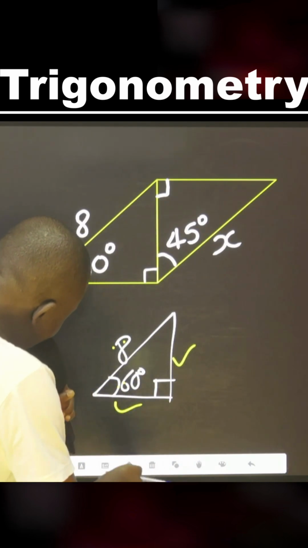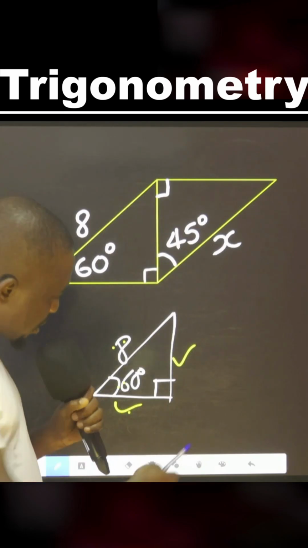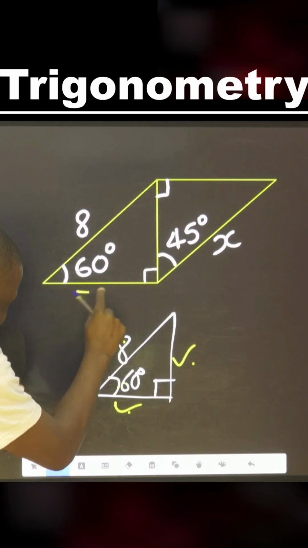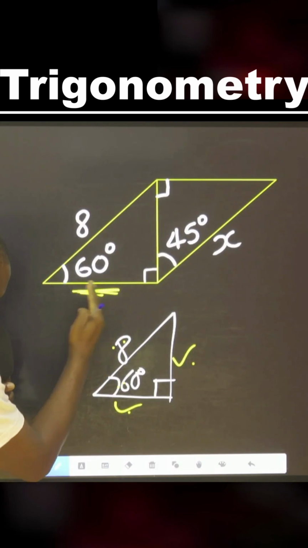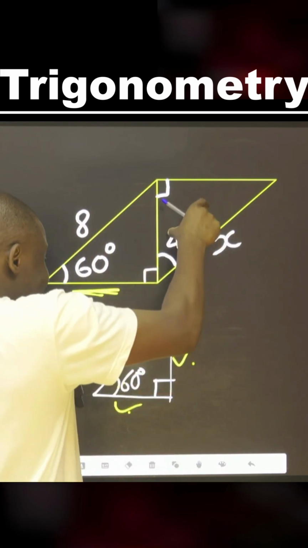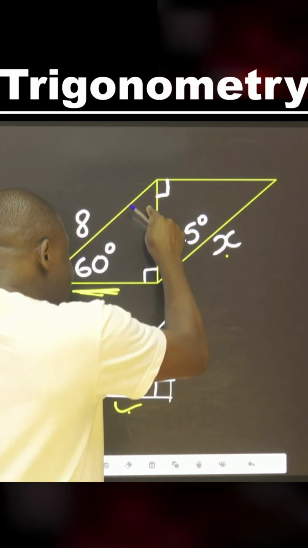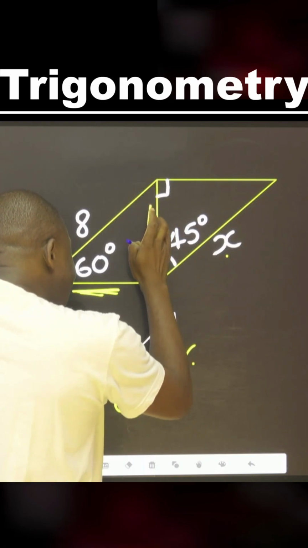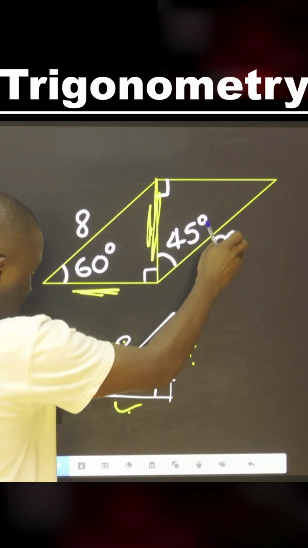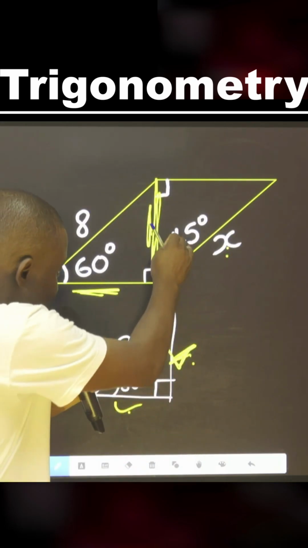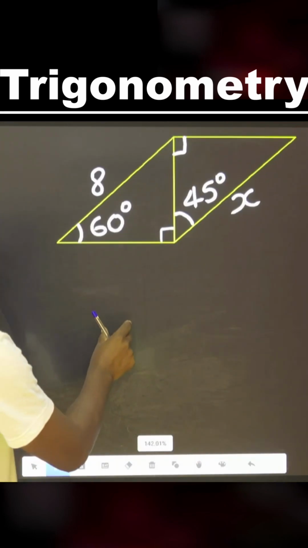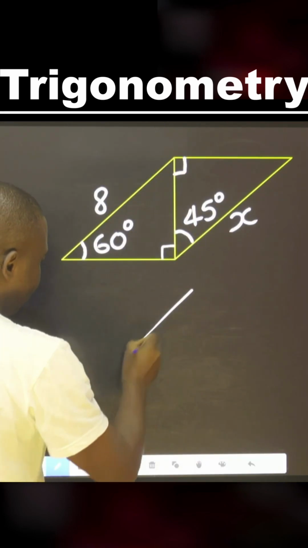Either I tell them, look for this side, they will get it for me. Look for this side, they will get it for me. But if I find this side now, it will not assist me to solve this. The only side that can assist 45 to solve this is this side. Because if I can get this side, I will use it here to join 45 to find X. So therefore, I am going to look for this side.